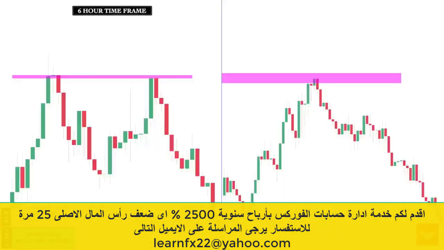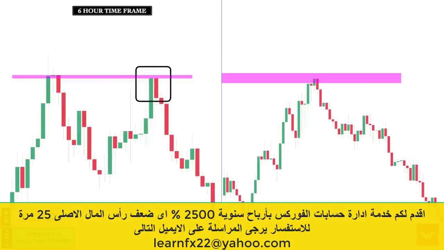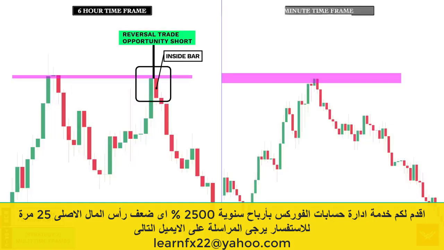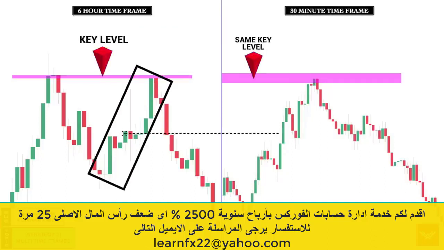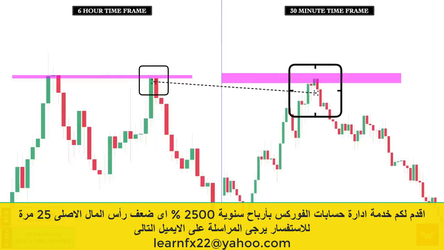So next, a reversal trade in an uptrend using multi-time frames. On the left is the 6-hour time frame. You had your key level of resistance because of this reversal point here. And this is where your reversal trade opportunity short presented itself, and is where you had an inside bar pattern form at the key level. Then on the right is the 30-minute time frame that was used for an entry point. Same key level, same pullback. This area here is this same area here.